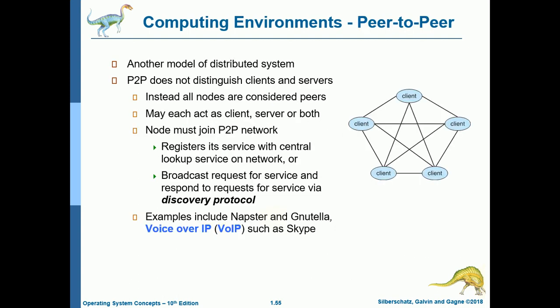Okay, next is we have peer-to-peer. So another model of distributed system. So P2P does not distinguish clients and servers. So that's why it's called peer-to-peer. All the computers that are connected in a P2P network are all equal. So instead, all nodes are considered peers. Each may act as a client, server, or both. So a node must join the P2P network, register its service with a central lookup service on the network, or broadcast requests for service and respond to requests for service via the discovery protocol. So examples include Napster and Gnutella, voice over IP or VoIP such as Skype.